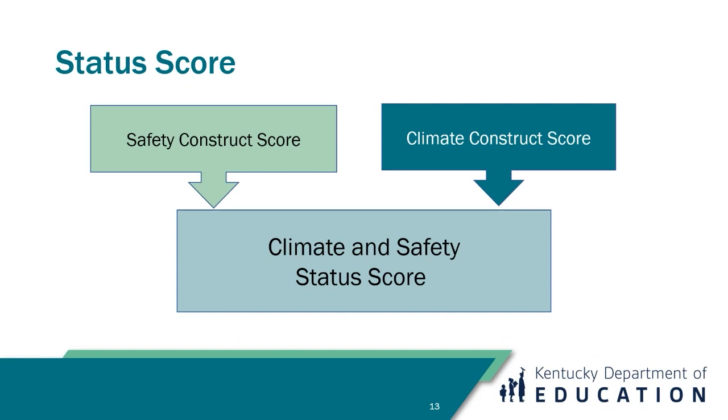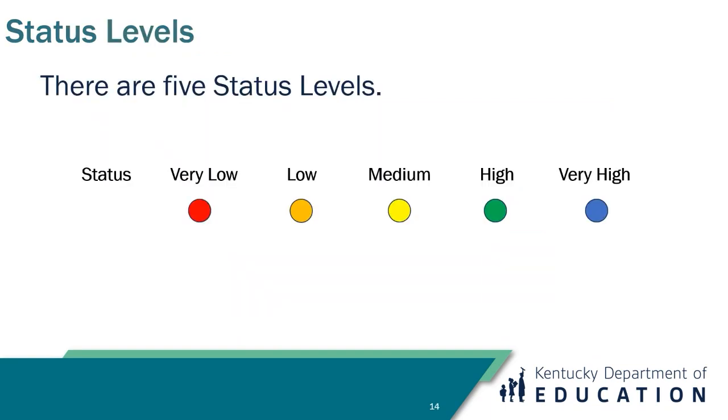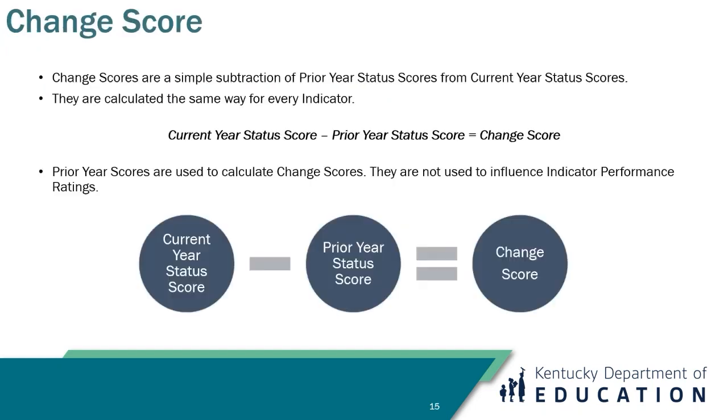For example, if the safety construct average score was 52 and the climate construct average score was 60, the climate and safety status score would be 56. 52, which is the safety, plus 60, which was the climate, equals 112. 112 divided by 2, which is the safety and climate, equals 56. Here you can see the 5 status levels: very low, low, medium, high, and very high.